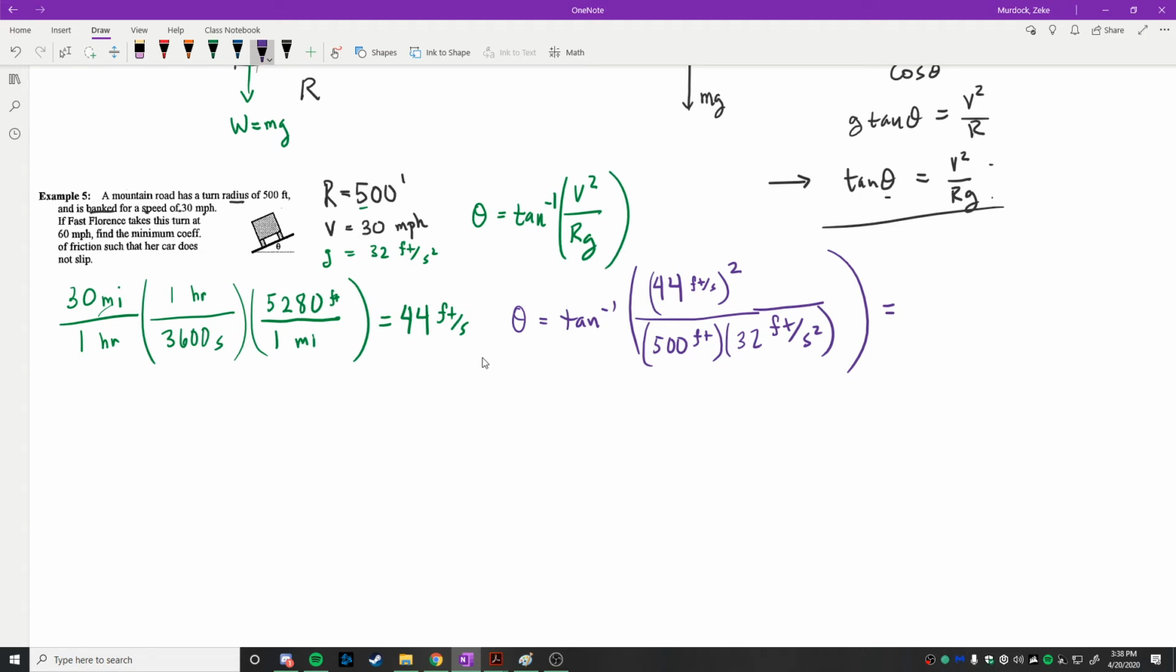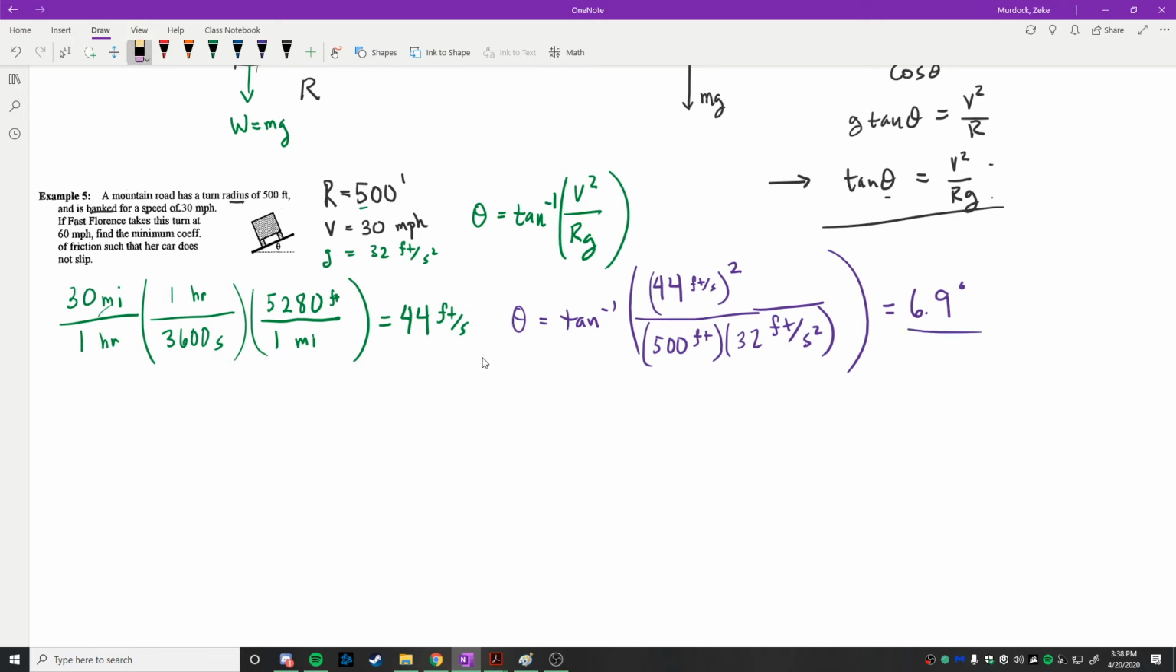So I got 6.9 degrees. Yep, it's like 6.899, right? Just call it 6.9. Now that's just the beginning of the problem. We now know what the banking angle is, right? Because it said it's banked.